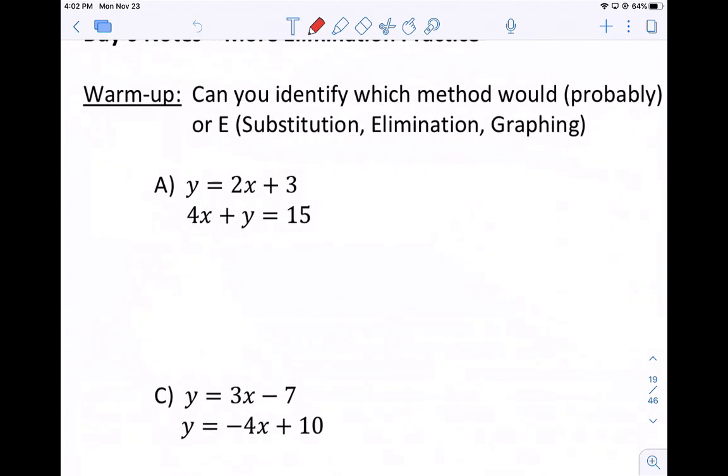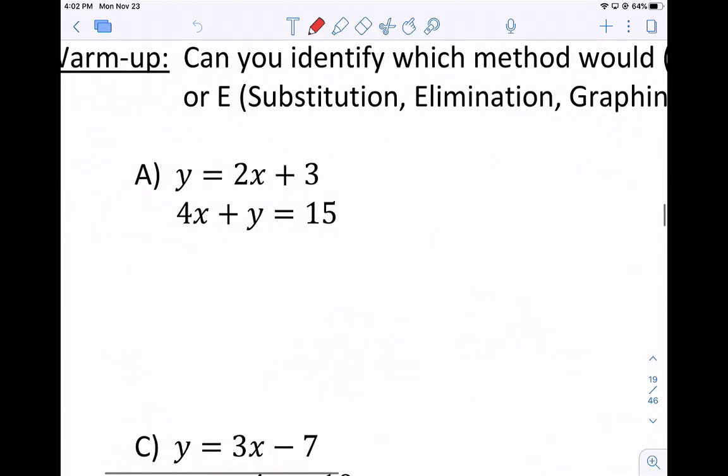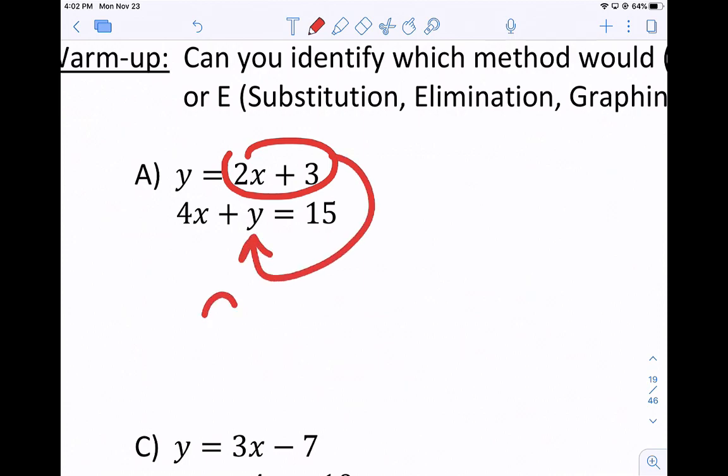So if you take a look at A right here, again, we're trying to see where these two lines cross each other. And since y is by itself in one of the equations, then substitution would be the fastest method here. You could graph it. You could get y by itself and graph it. You could also do elimination if you get x and y on the same side.